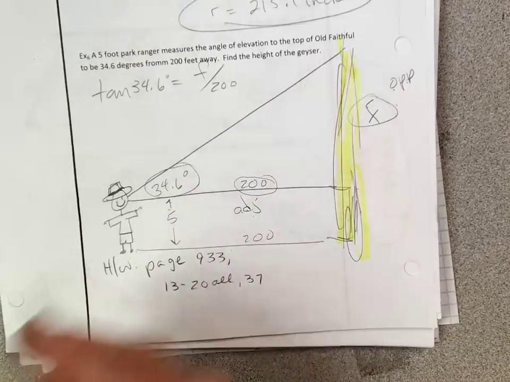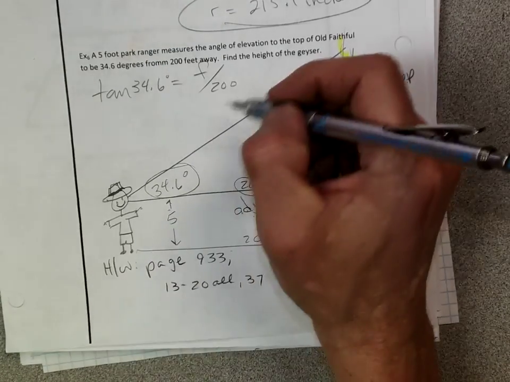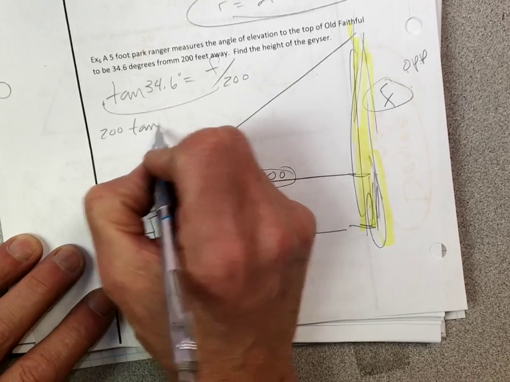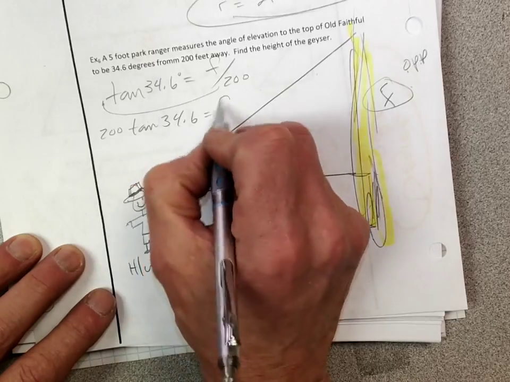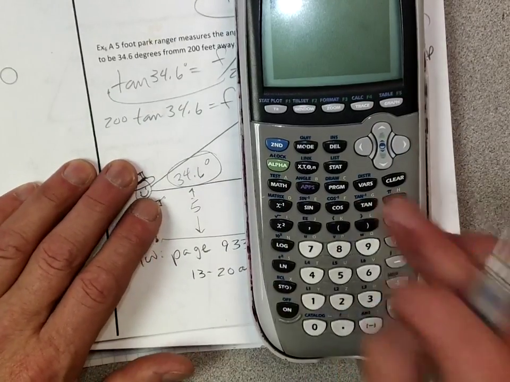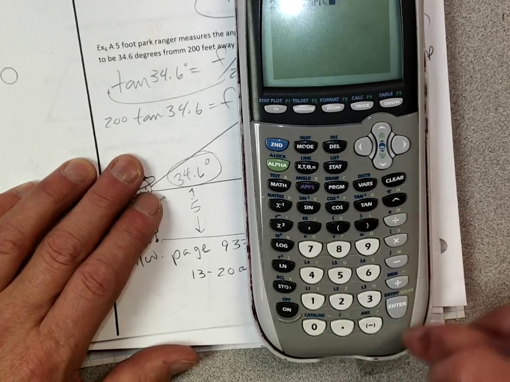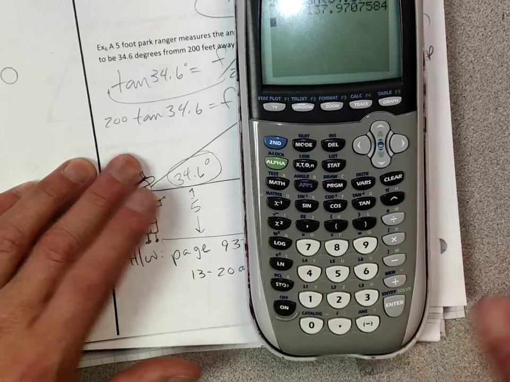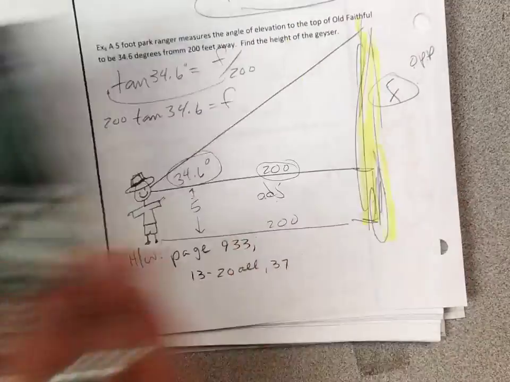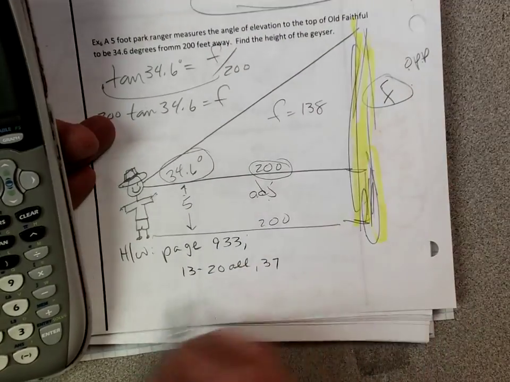Now, if the variable's on the top, multiply. Here we multiply this time. So we're going to multiply by 200, bring it up here. 200 times the tangent of 34.6 equals F. Let's just use our calculator, right? Tangent. Oh, Claire, hold on. 200 times the tangent of 34.6, close parentheses, and I get an answer about 138, really. We'll round to 138. Okay with that? So F is about 138, okay?